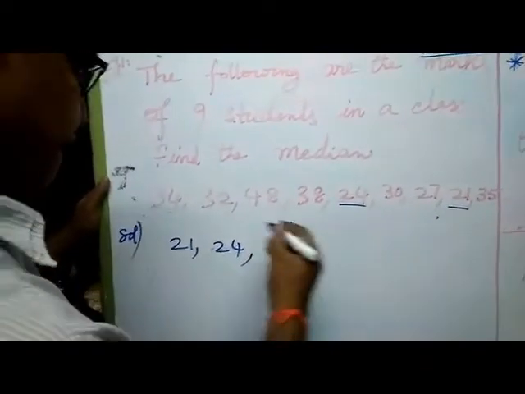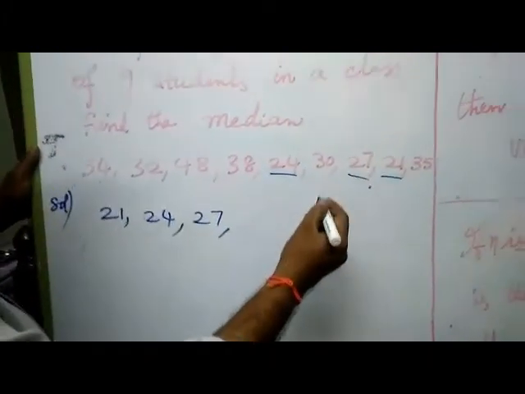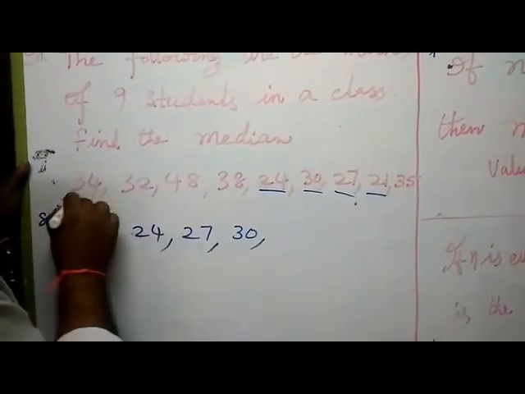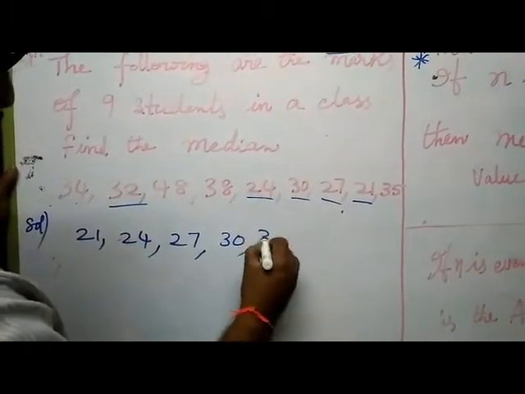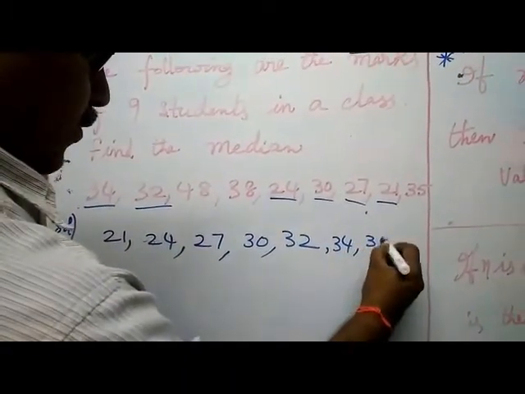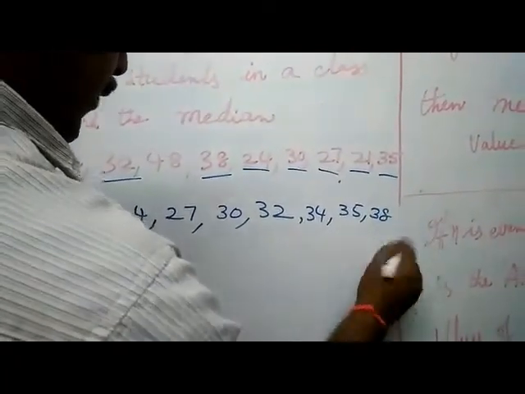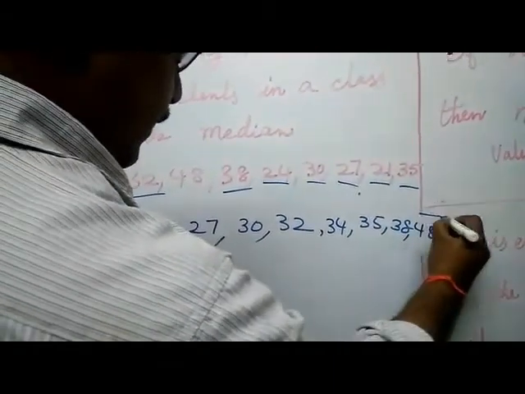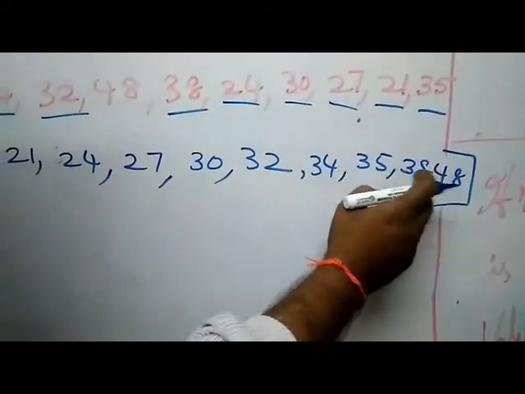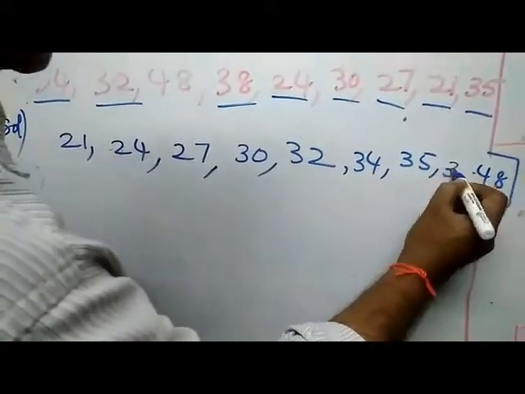After 24, 27. After 27, 30. After 30, 32, 34, 35, 38 and 48. Let us count: 1, 2, 3, 4, 5, 6, 7, 8, 9. Total 9 should be there.